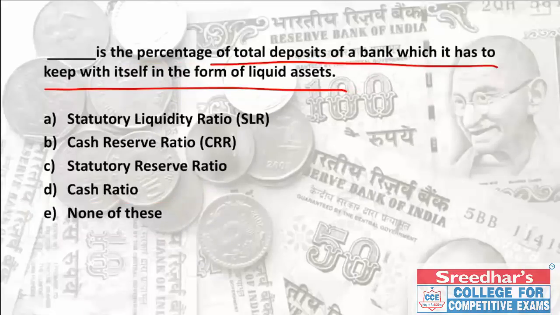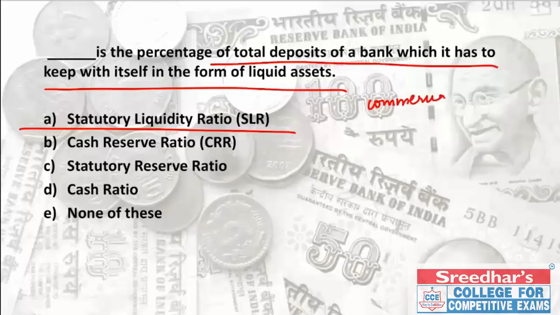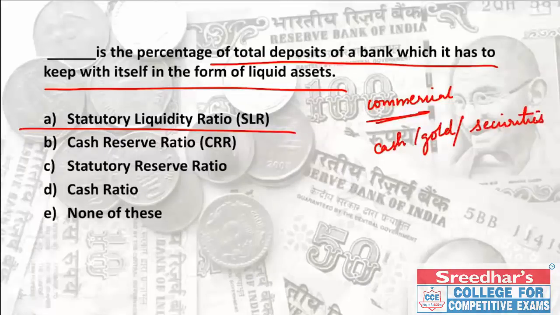What is the percentage of total deposits of a bank which it has to keep itself in the form of liquid assets? Statutory liquidity ratio, it is the portion of the total deposits of a bank which it has to keep as liquid assets. So the banks, especially the commercial banks, are required to maintain SLR in India in the form of cash, gold reserves or government approved securities. So that ratio we call the SLR ratio.